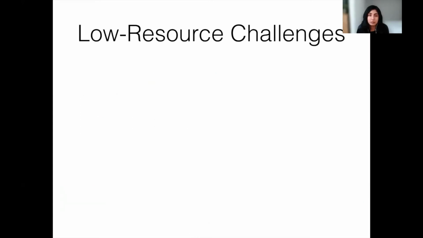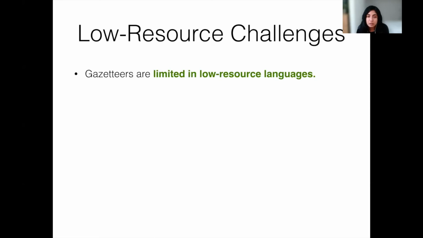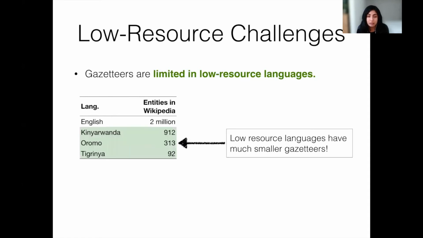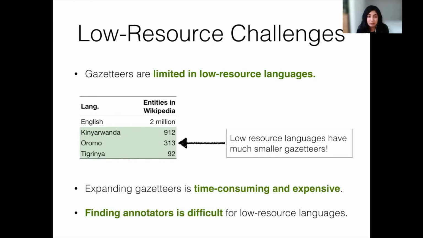While using additional information from gazetteer features does have the potential to benefit named entity recognition for low-resource languages, there are several challenges. Specifically, existing gazetteers in low-resource languages are very limited in their coverage. For instance, Wikipedia, which is an often used source for collecting gazetteers, has over 2 million entities in English, but far fewer in low-resource languages like Kinyarwanda, Oromo, and Tigrinya. Expanding gazetteers is both time-consuming and expensive, and additionally, finding enough annotators is difficult for some low-resource languages.